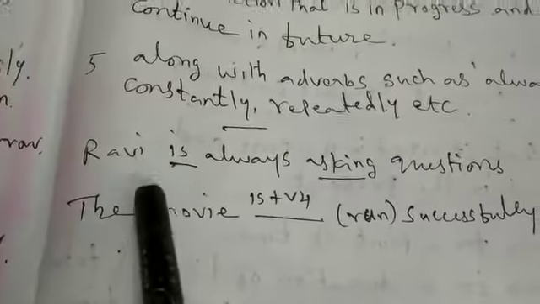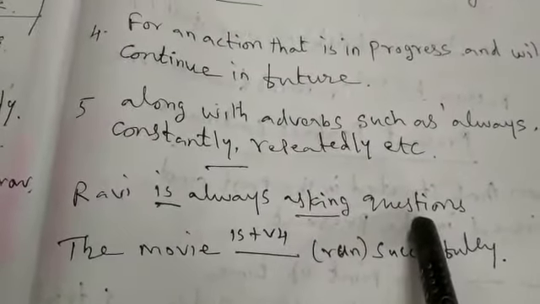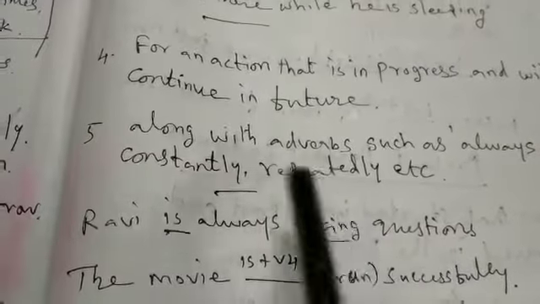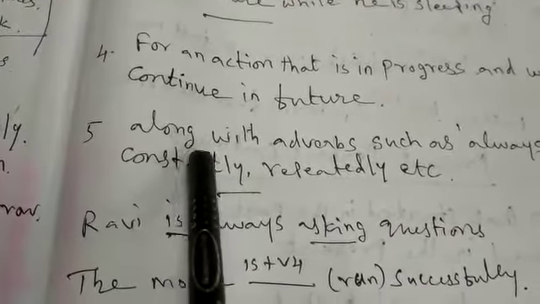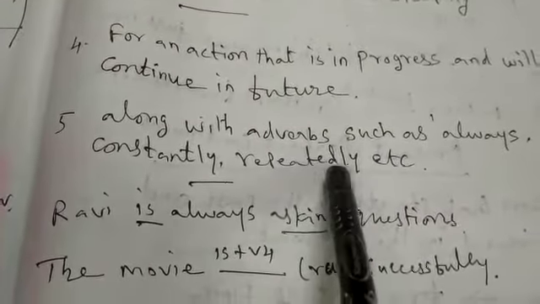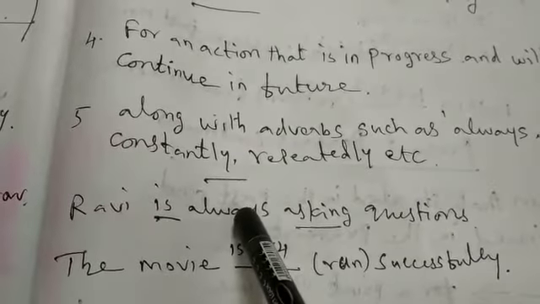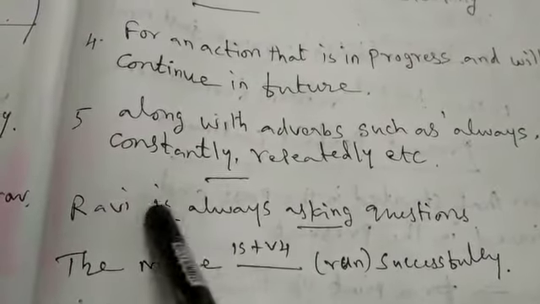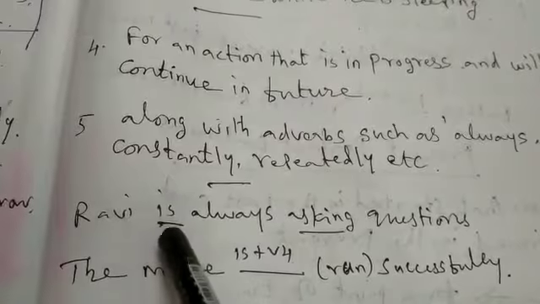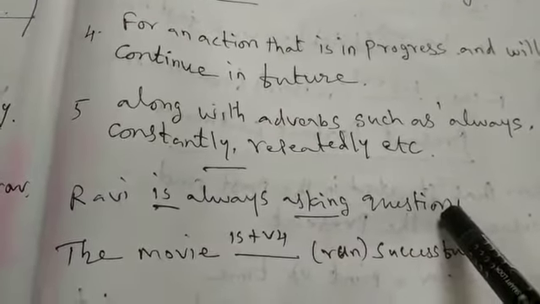Okay. Then, Ravi is always asking questions. Already I told you in the fifth point, along with adverbs such as always, constantly, repeatedly. Here you find "always". So, Ravi is always asking questions.